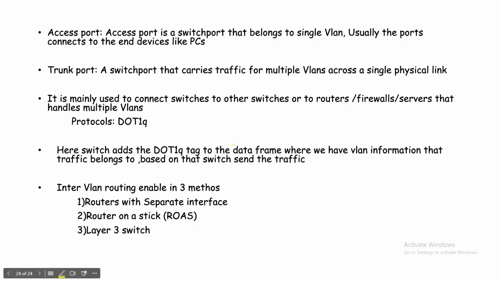And then coming to the ports, VLAN has two different types of ports, which are the access port and the trunk port. Coming to the access port, it is a switch port that belongs to a single VLAN.